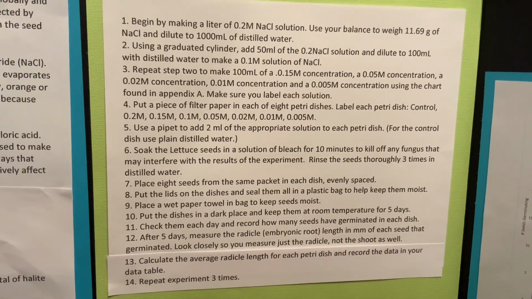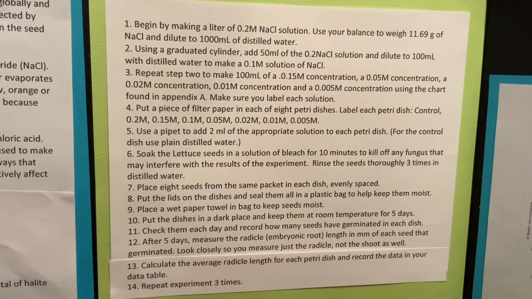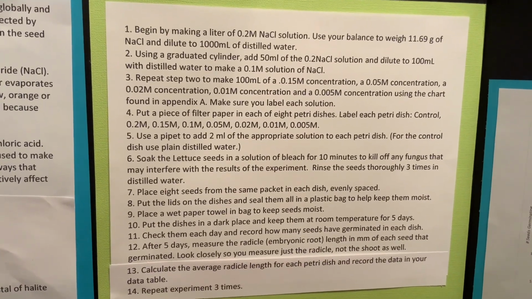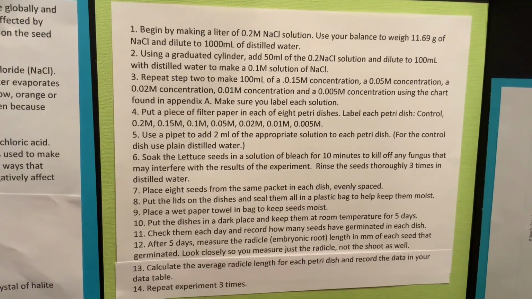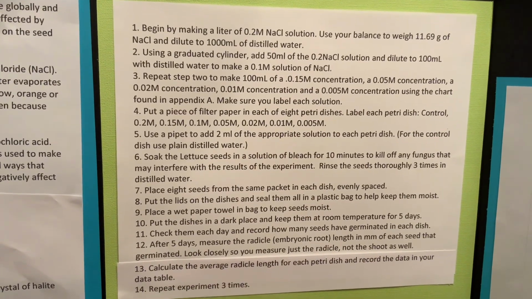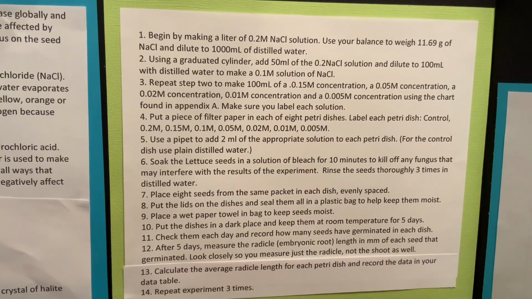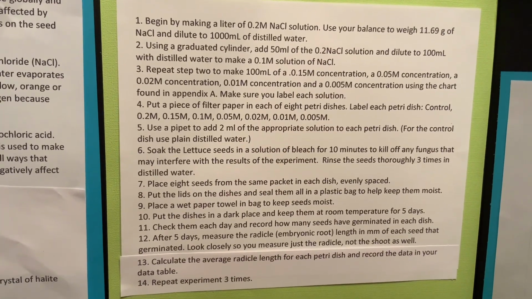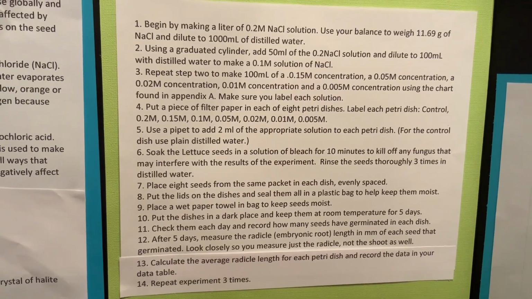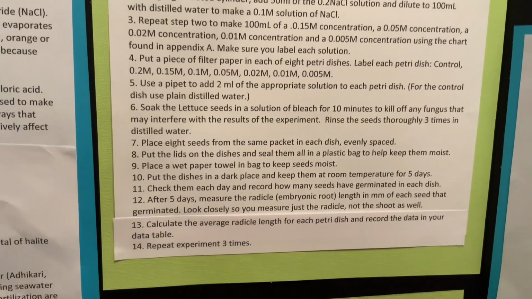Then I placed 8 seeds in each petri dish. I put the seeds in a plastic bag with a wet cloth to keep the air moist. I also placed them in a dark place. Every day for 5 days, I observed the seeds and recorded how many seeds sprouted. At the end of 5 days, I recorded the length of the radical of each sprout. I did this experiment 3 times.